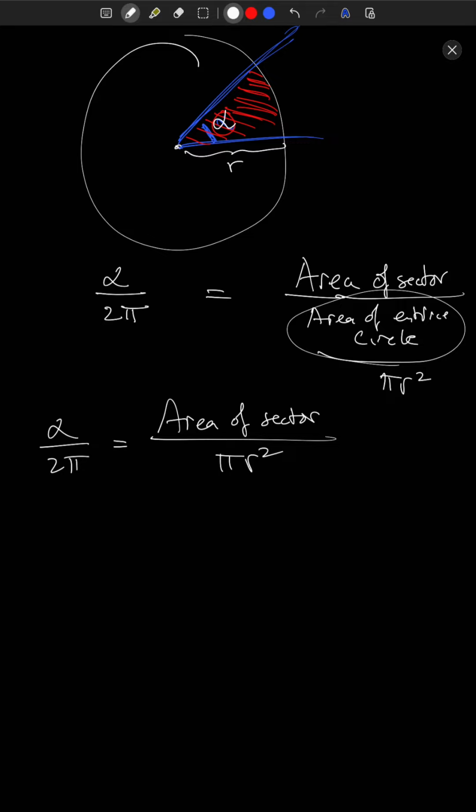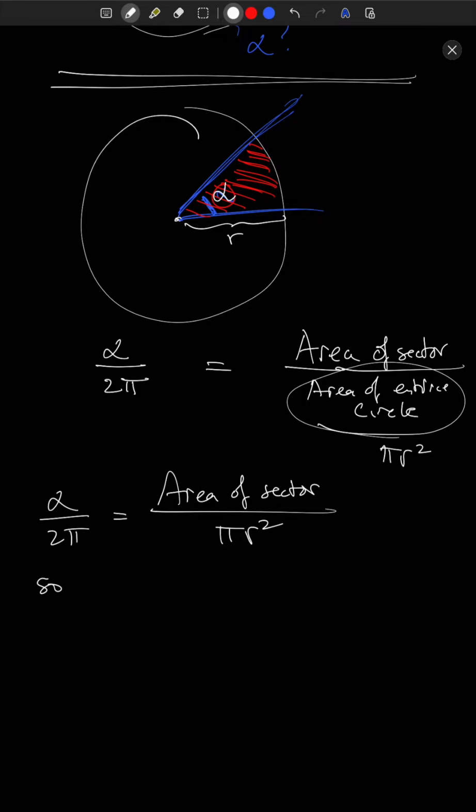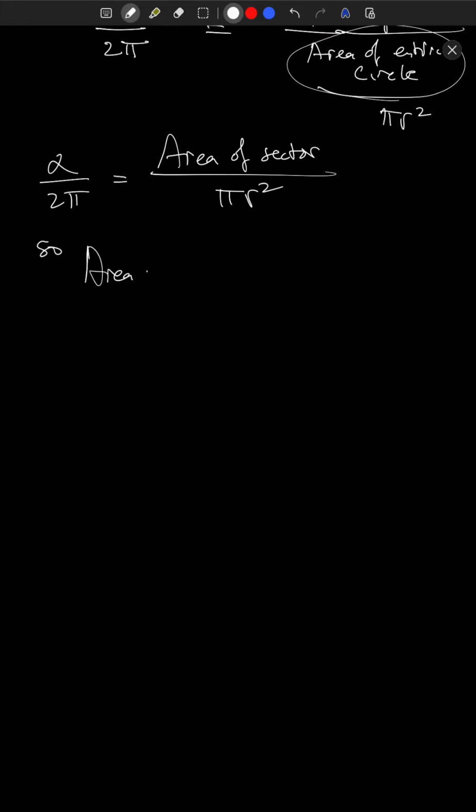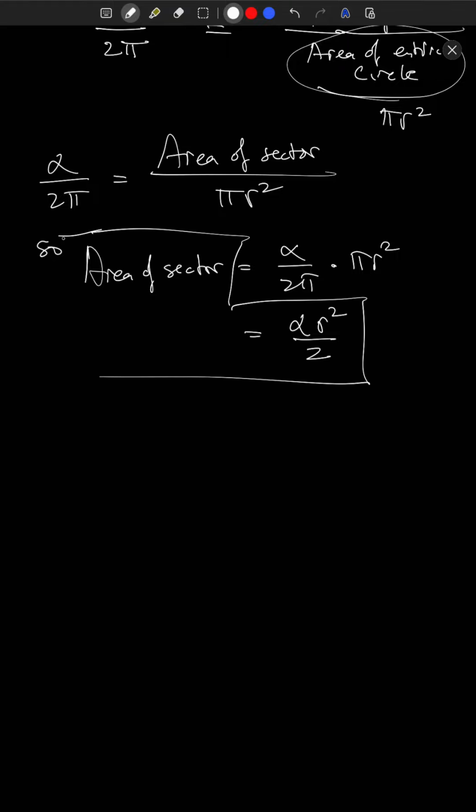All right, so if I want a general formula for the area of a sector, in terms of the angle, I can throw the pi r squared to the left-hand side, right? So area of the sector is equal to alpha over 2 pi times pi r squared. And so here the pi's are going to cancel. So I'm going to get alpha r squared over 2. Okay. So this is the formula that you would see, for example, in our book.